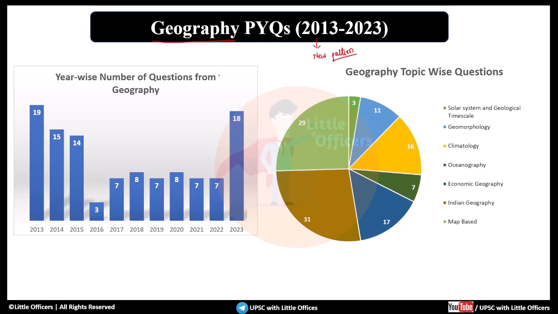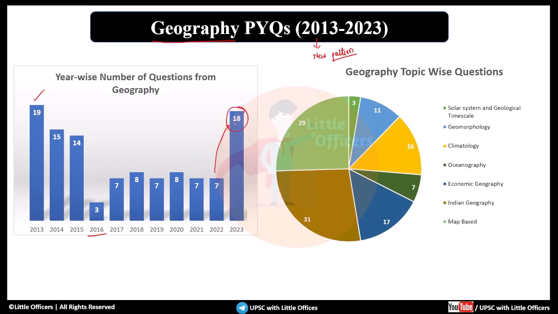I have done a small analysis here. This might vary from person to person. If you look at the questions from geography year wise, in 2013 the highest number, 19 questions, were asked, then they were continuously reduced, and in 2016 only 3 questions came because much of the portion came from current affairs and government schemes, etc. After that, the questions were in the range of 7 to 8, almost stagnated till 2022, before again asking a highest number, like 18 questions.